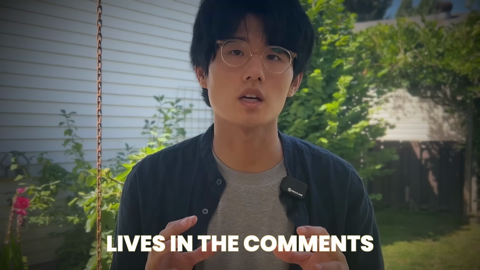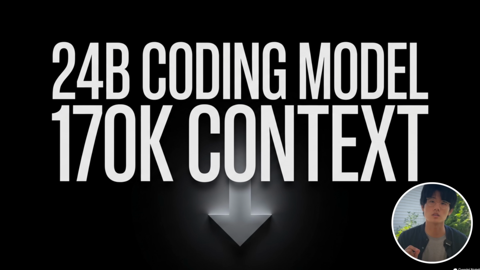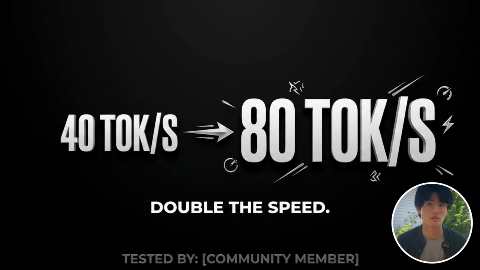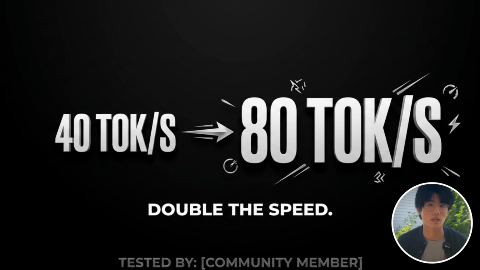One commenter on the last video, and this is exactly the kind of sauce I keep telling you lives in the comments, runs this exact setup with tensor parallelism and doubled his speed on a 24 billion coding model: 40 tokens per second to 80, at 170,000 tokens of context.